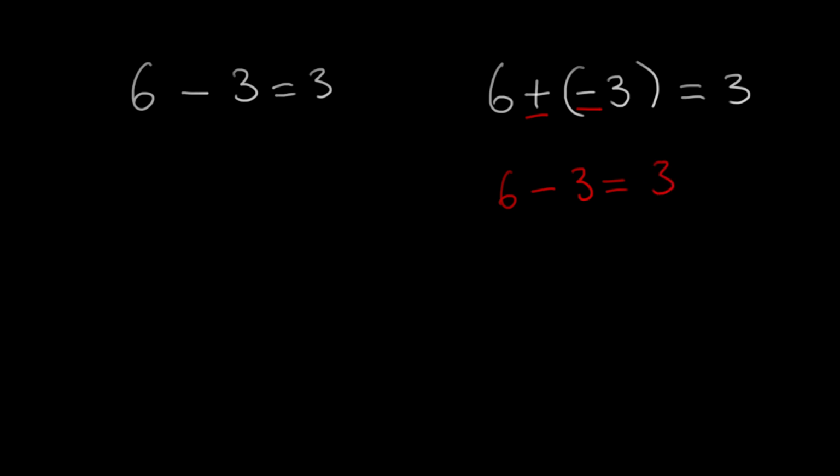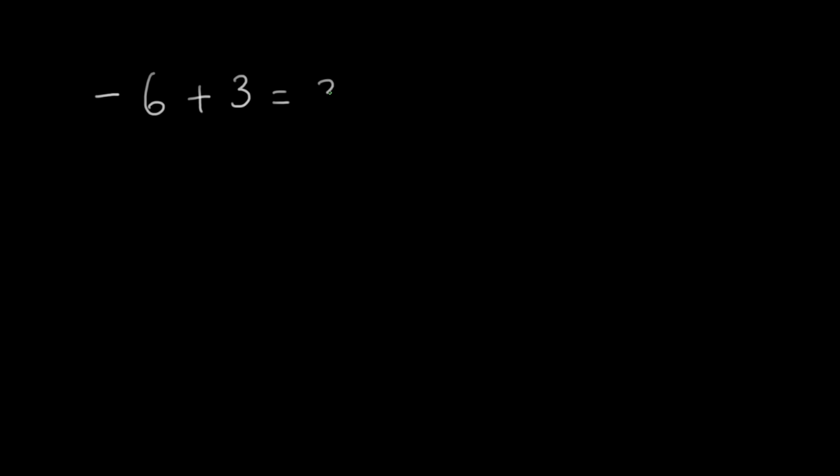Let's try another example. We can rewrite this as 3 minus 6, and that's going to be negative 3. The reason why it's negative is because you can think of it as you went 3 units to the right, and then you went 6 units to the left. That means you ended up 3 units to the left of where you started.